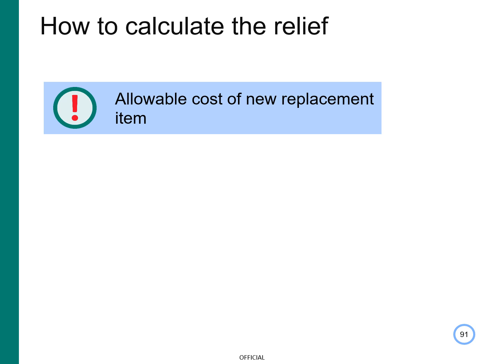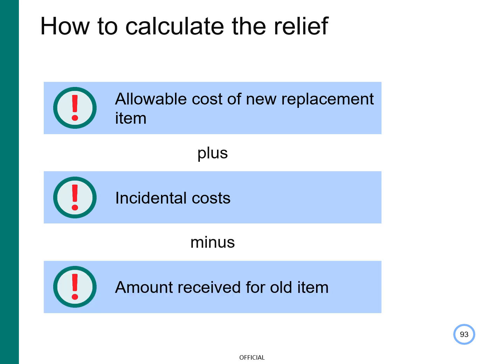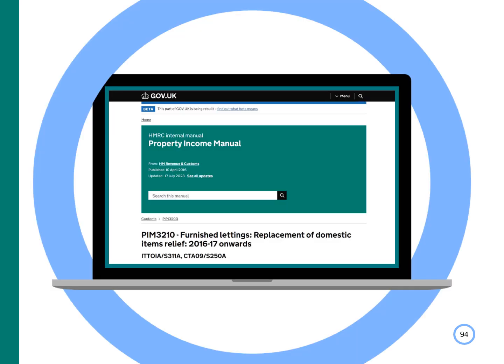So the amount you can claim as relief is the allowable cost of the new replacement item. Where there is an improvement, limit the relief to the cost of replacing the original item. Add on related costs for disposing of the old item or buying the replacement. Then take off any amounts you receive when you dispose of the old item. The Help About link and this page in the Property Income Manual PIM 3210 gives the information you need to work out the amount you can claim.